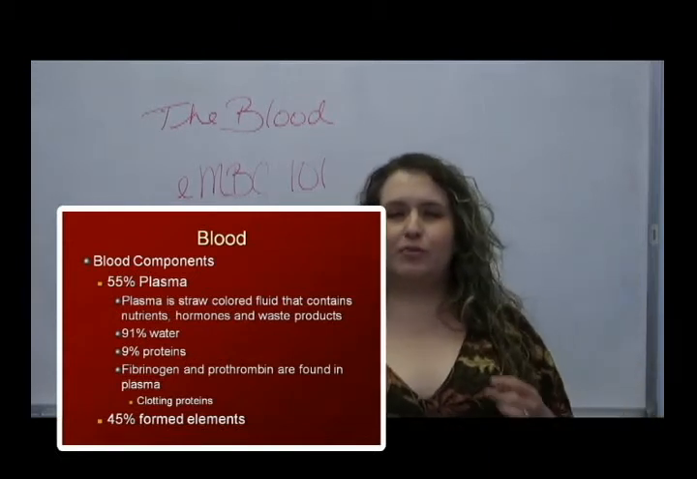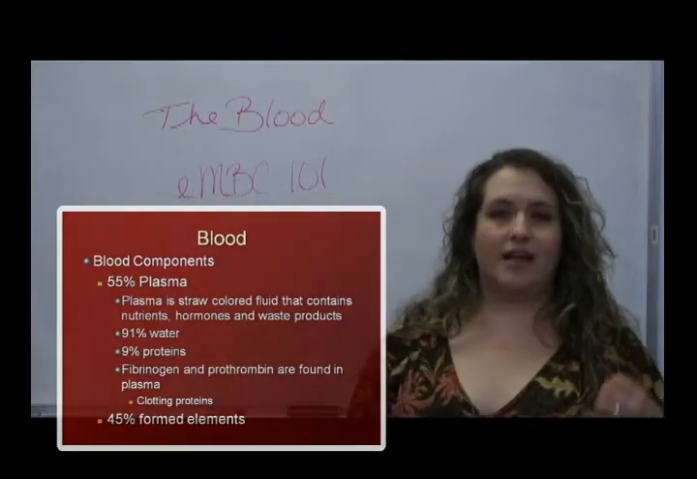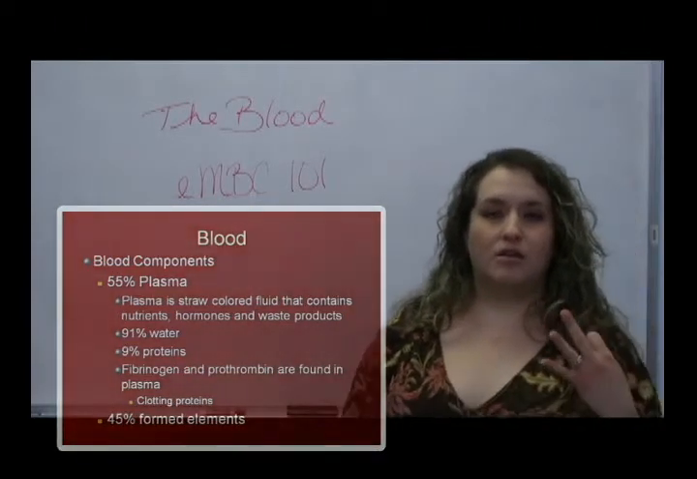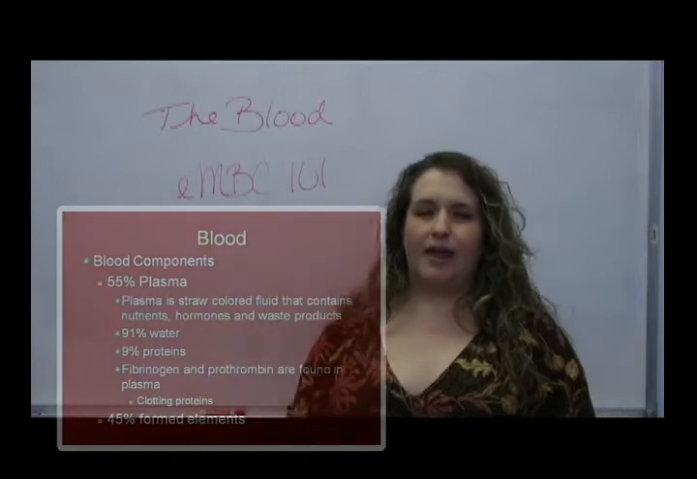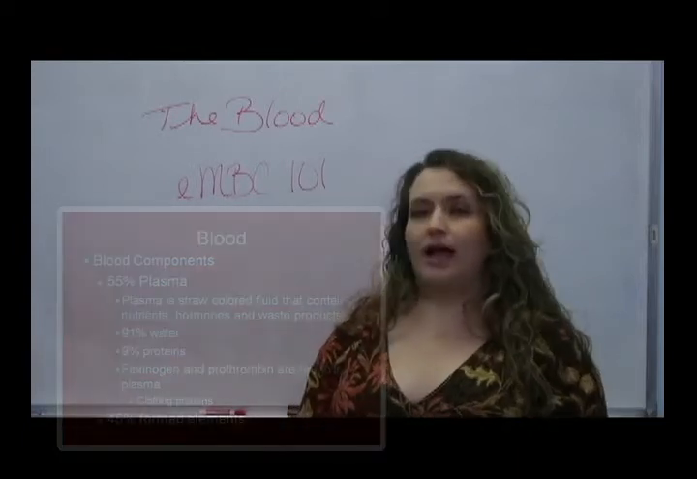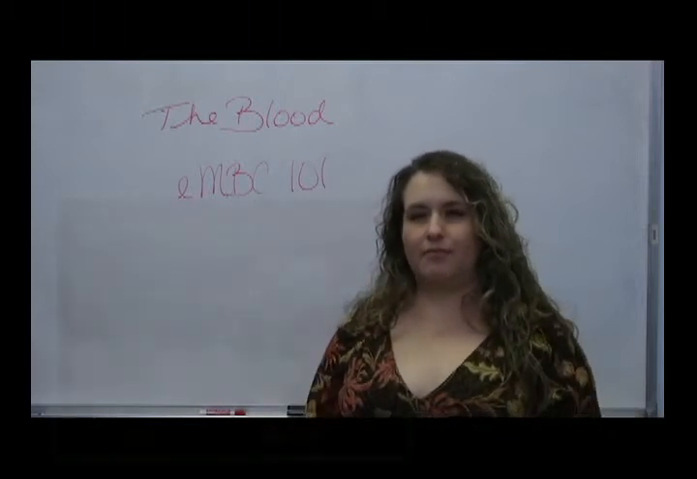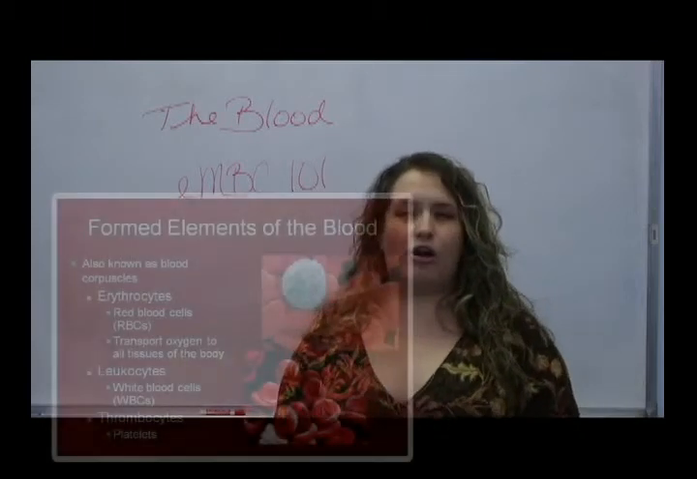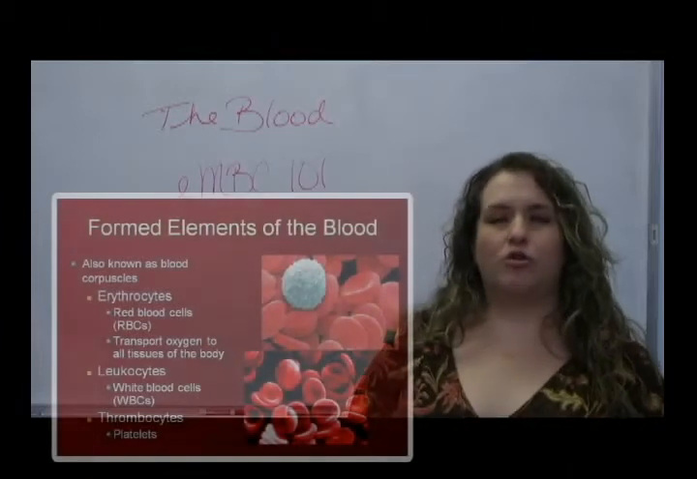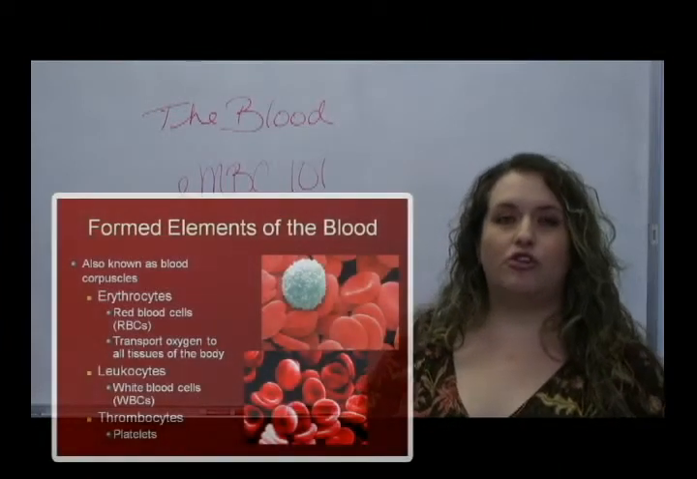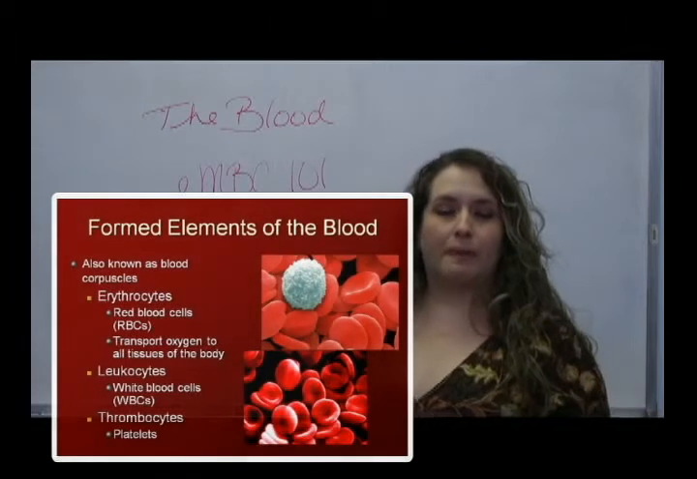Now, the fibrinogen and the prothrombin are clotting proteins. They help you clot in case you have a cut or anything like that. Now, the other 45% of the blood are formed elements. Formed elements of the blood are your erythrocytes, your leukocytes, and your thrombocytes. These are also known as corpuscles.